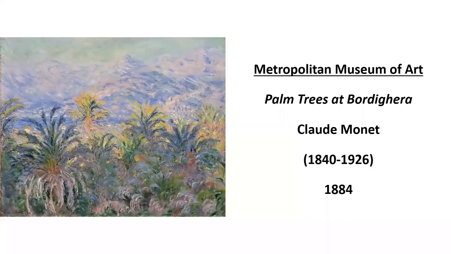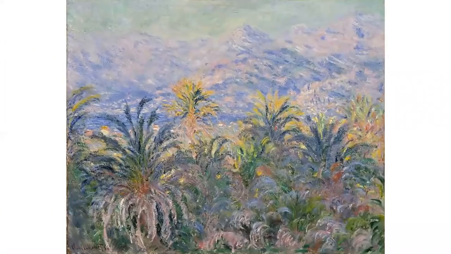This is at the Metropolitan Museum of Art. This was done in 1884. This was on a trip to southern Italy. So again, Monet travels a fair amount. He's an interesting guy in that he's somewhat of a homebody. He likes staying at home and hanging out with his friends and family and making paintings, but then periodically he gets the itch to travel. So interesting kind of contradiction between those two.